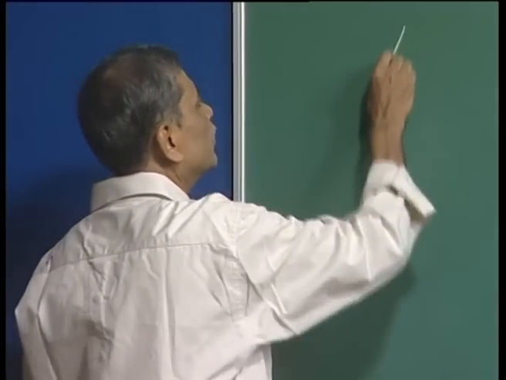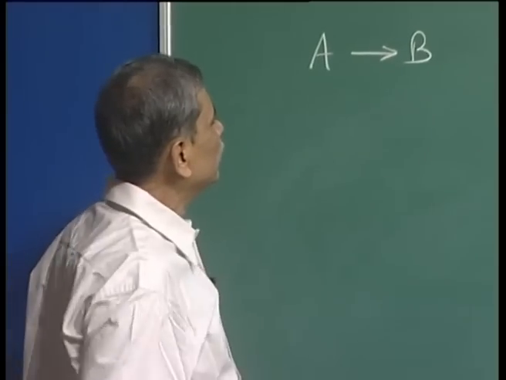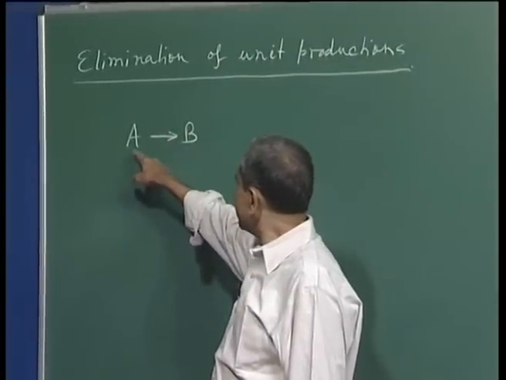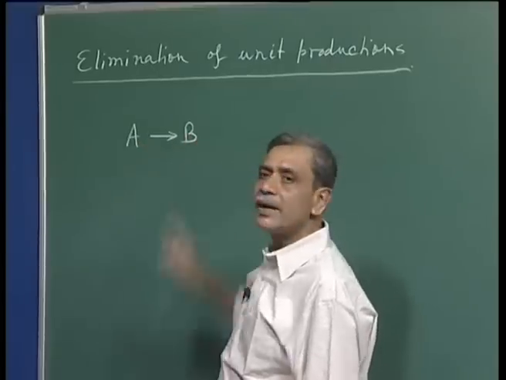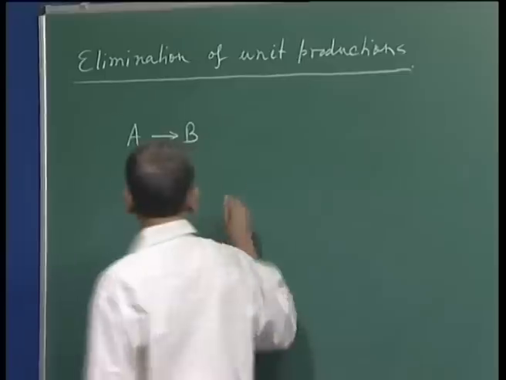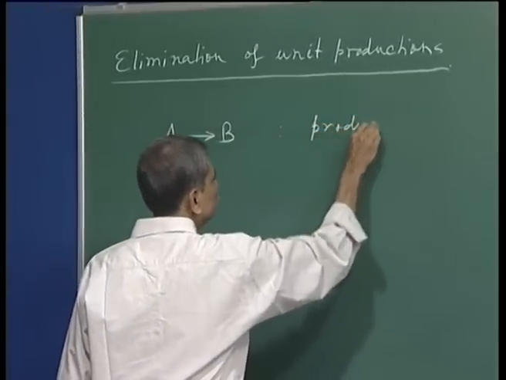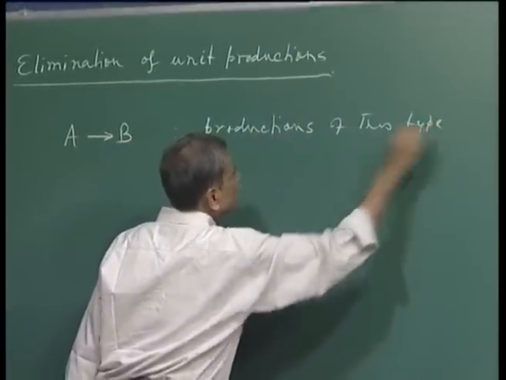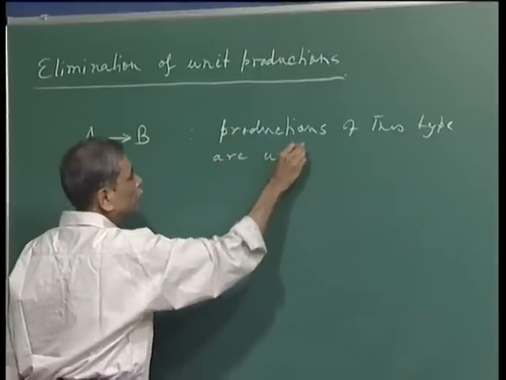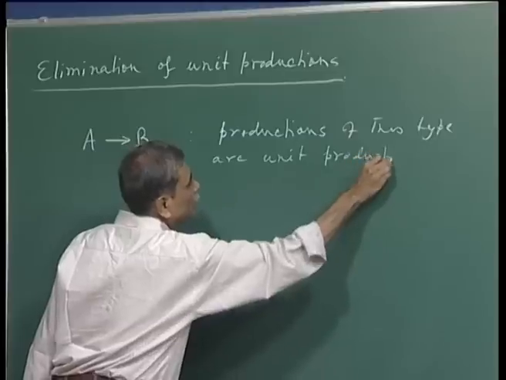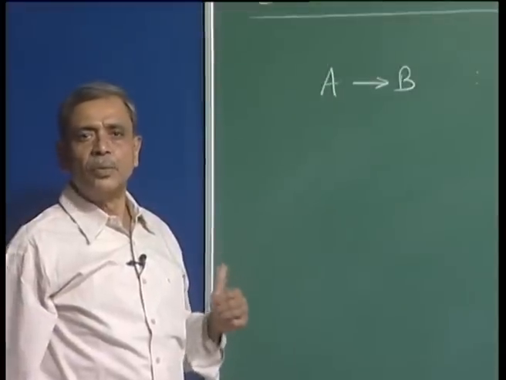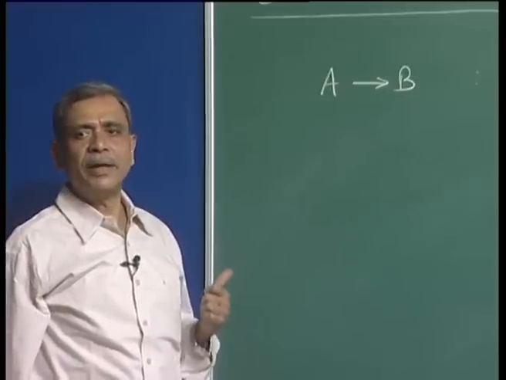Unit productions are productions of the kind A goes to B. In other words, the right hand side consists of exactly one non-terminal. So, productions where the left hand side as usual is a non-terminal and the right hand side consists of just one non-terminal are called unit productions. And we would like to eliminate all such productions from the grammar without affecting the language generated by the grammar.